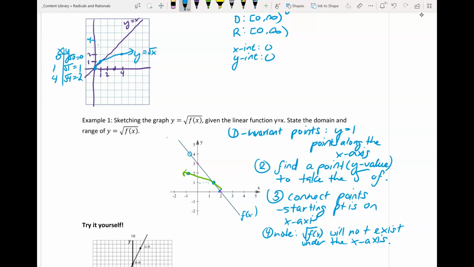Before we're done with this question, we're going to state the domain and range of the square root of f of x. Okay, so your domain then, our most left point is negative infinity. Our most right point is located at x equals 2. Our lowest point is 0, and then it goes on to infinity.